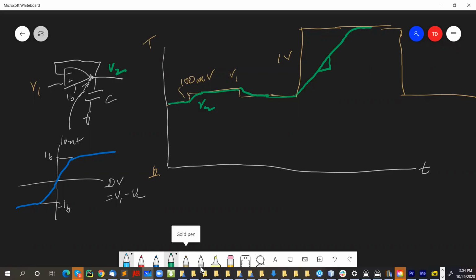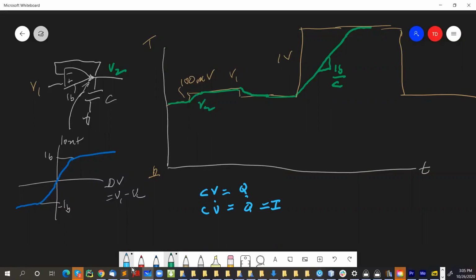Just go back to the basic equation for a capacitor, right? CV equals Q. That's the capacitance, right? So C V dot equals Q dot equals I. So V dot is I over C, right? So the slope of this curve will be IB divided by C. Does that make sense?